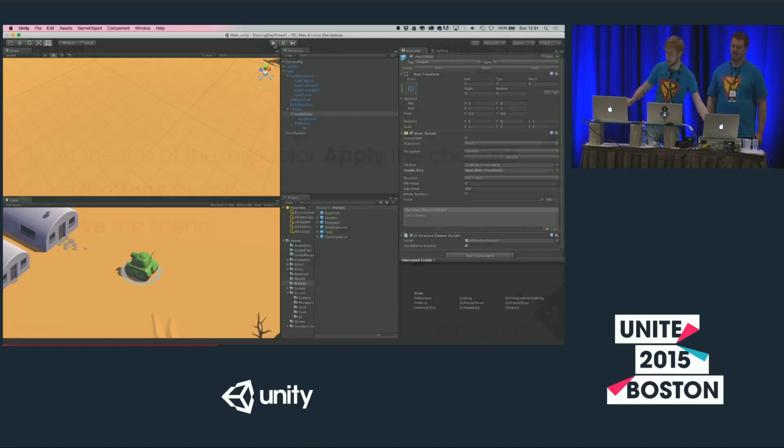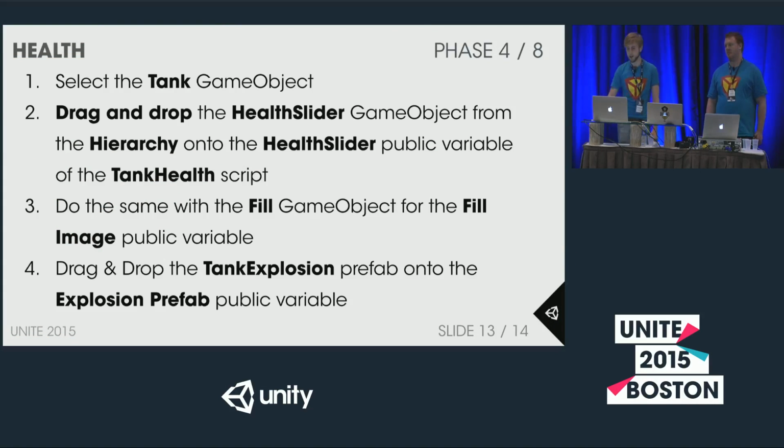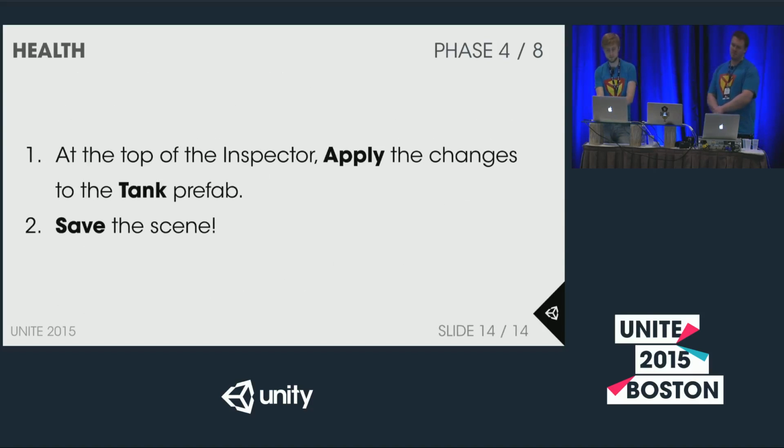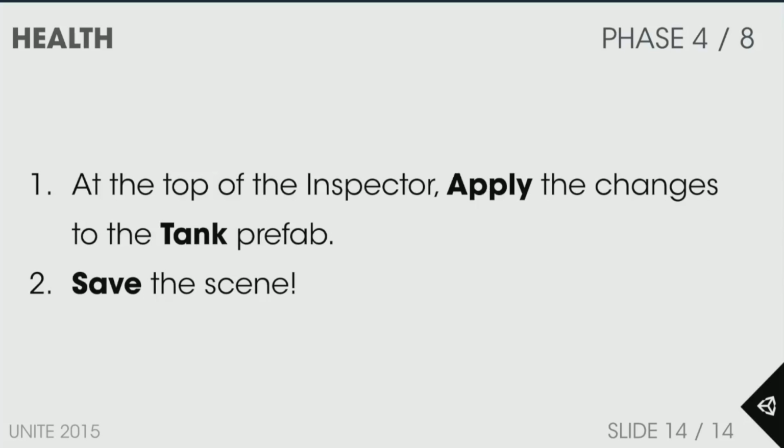Just to recap that last part, we've assigned the health slider to the health slider variable. We've gotten the fill game object, assigned it to the fill image, and the tank explosion variable from the prefabs in the project, and put that onto that variable. And then we need to update our tank. As we work on the tank, we need to keep updating it until it's finished, and then we'll get rid of it entirely, and it'll be stored in our project to spawn at the start of the game. So if you've done all of that, save your scene, pat yourself on the back. It's the end of phase number 4.